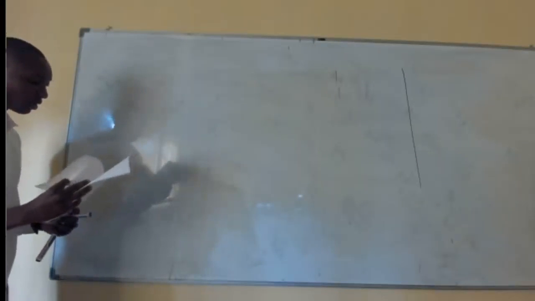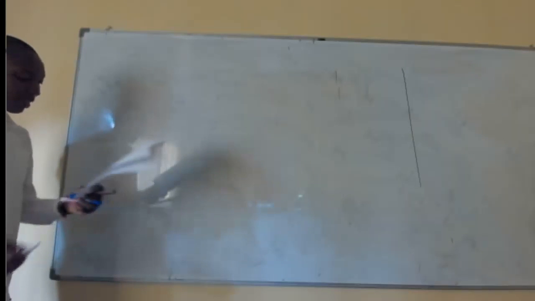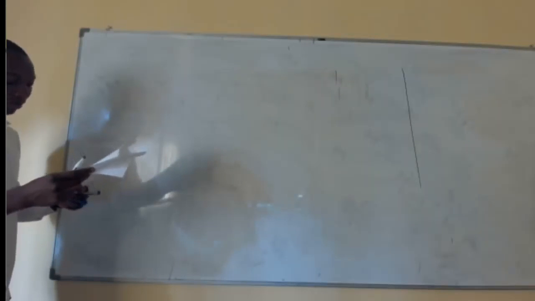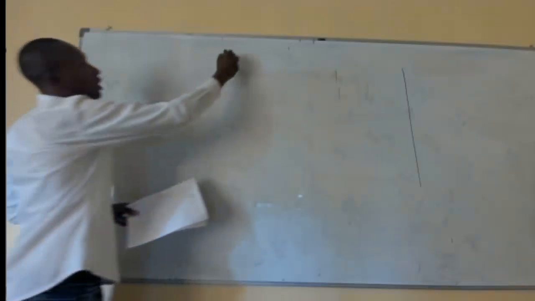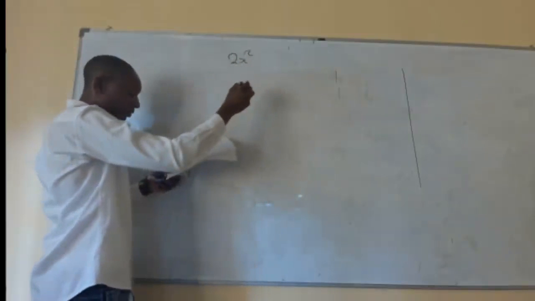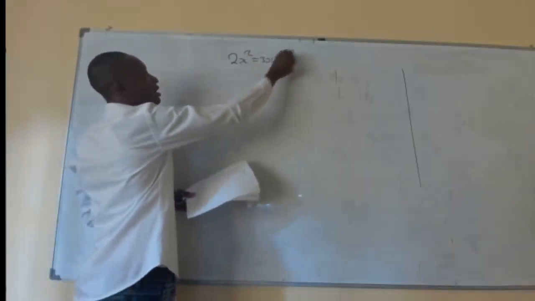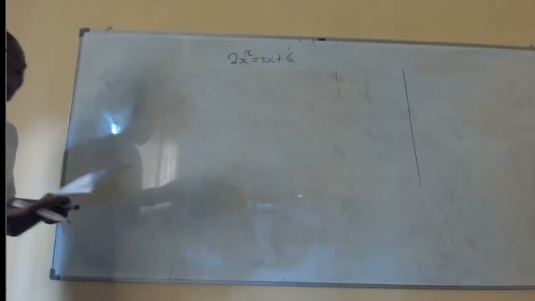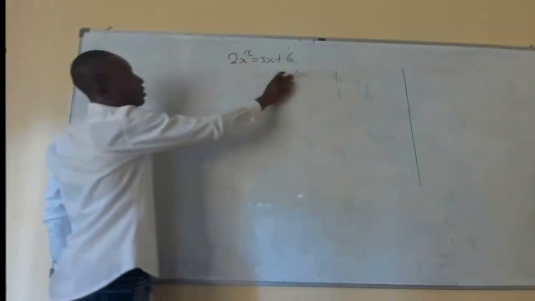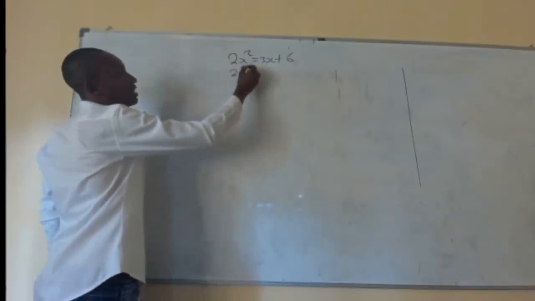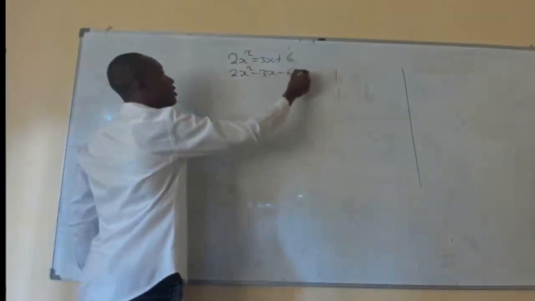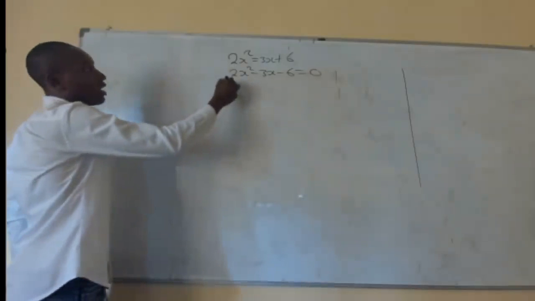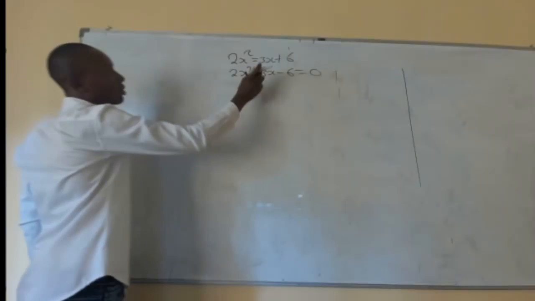Question 14. Question 14 says the roots of 2x squared is equal to 3x plus 6 are alpha and beta. Find the equation whose roots. Okay, so now we've been given this quadratic equation. First thing, we're going to write it in standard form. Okay, so now our a here, you know our a is 2, b, that's c.